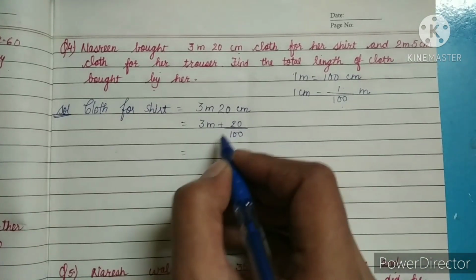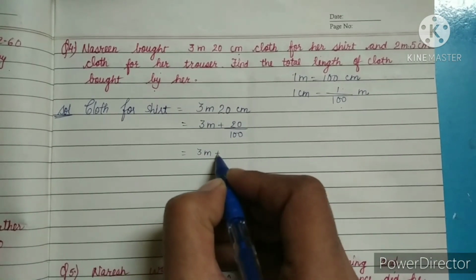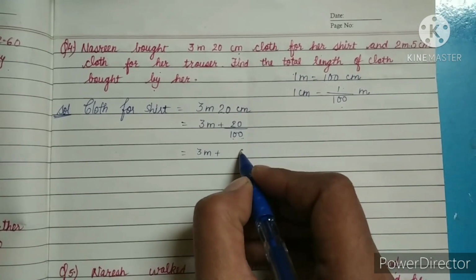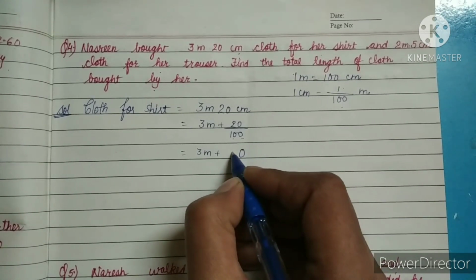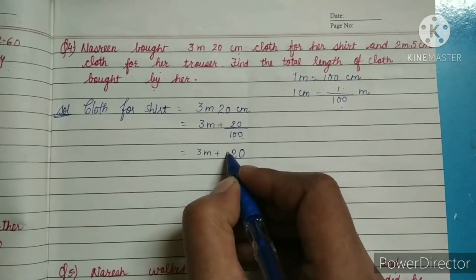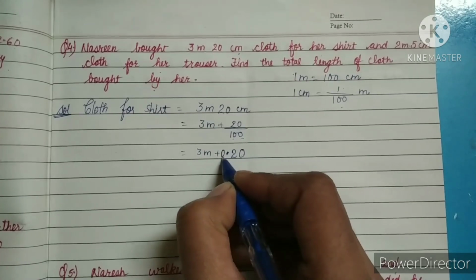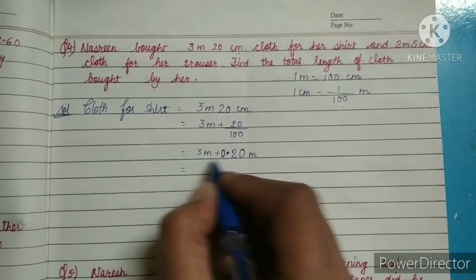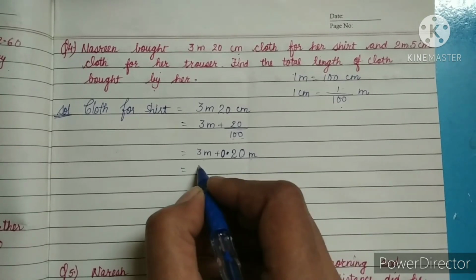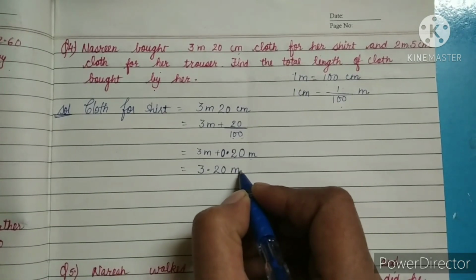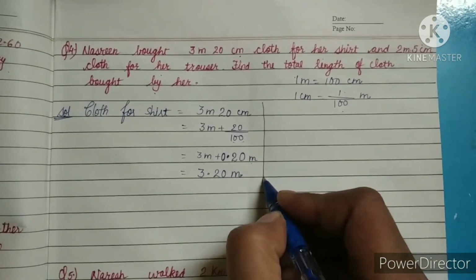So 3 meter will be same. In the 100 we have 2 zeros. It means we will leave 2 values. First is 0, second is 2, and after decimal will come with the ones place 0. Now we can add them because both the units are in meter. So it will become 3.20 meter. Same we will do for the trouser.